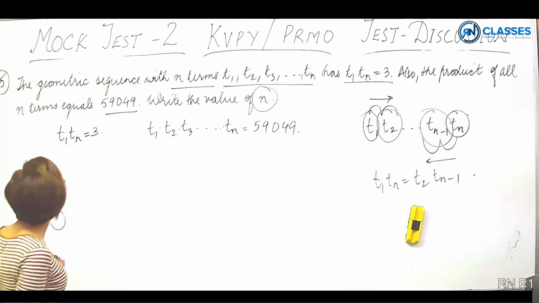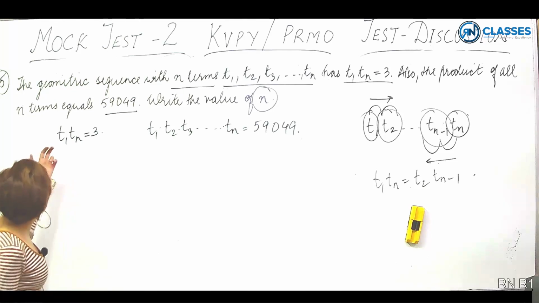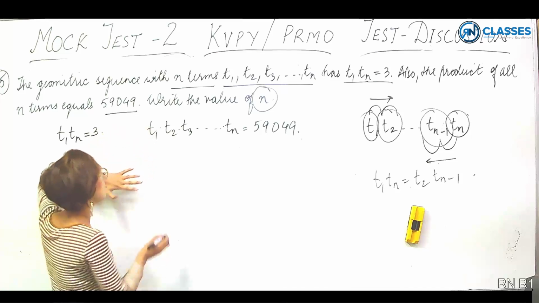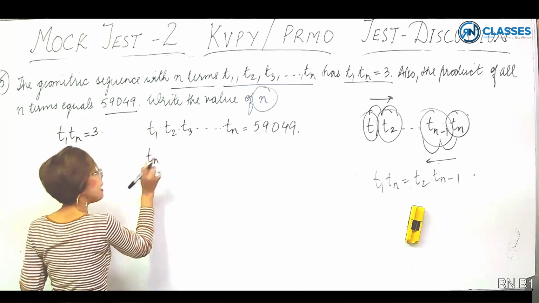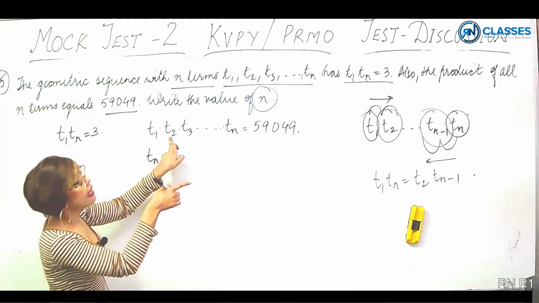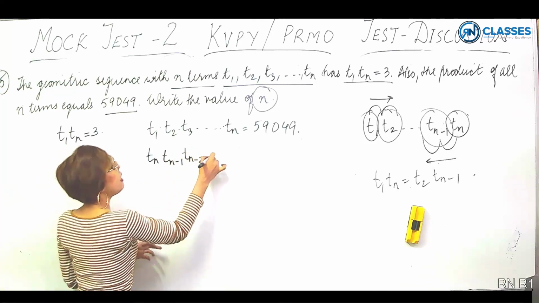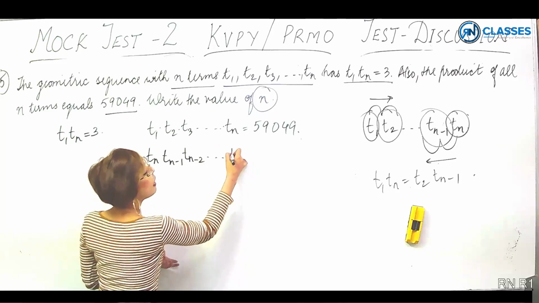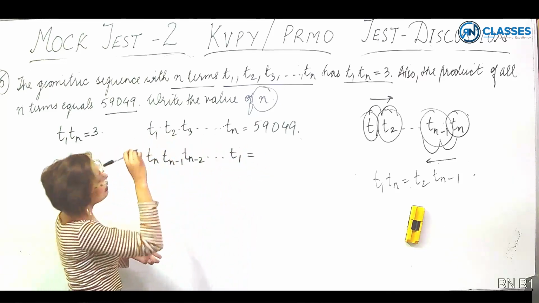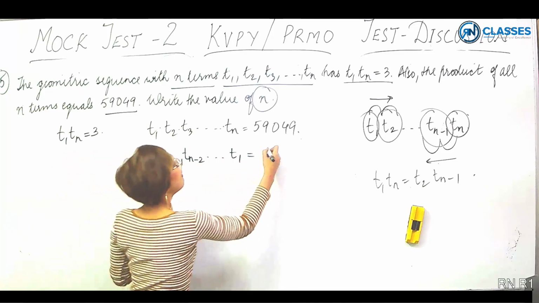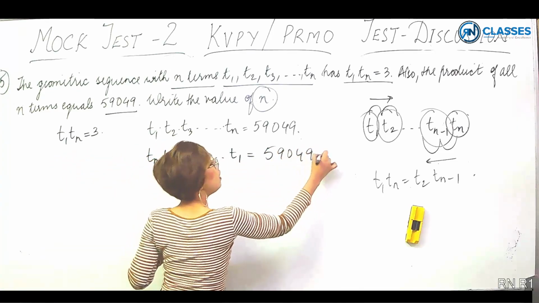So if I multiply T1 and Tn, let me write T1, Tn over here. And for T2, I need Tn minus 1. For T3, I want Tn minus 2. And so on. For Tn, I need T1 again. Now, mind it, I have written this in the reverse order. So this product will also be 59049.